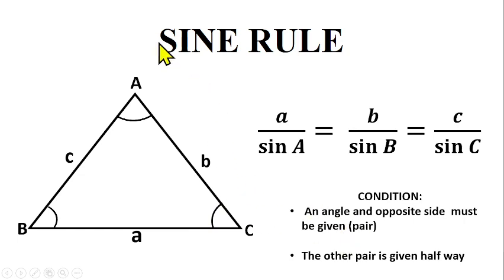So to use the sine rule, a pair must be given completely: an angle and opposite side. Assuming I'm given this angle and this side, that's a pair. Then the other pair I'm looking for will be given halfway, whether I'm given the side facing it and looking for the angle, or given the angle and looking for the side. So a pair must be given, then the second pair is given halfway, to be able to use the sine rule.